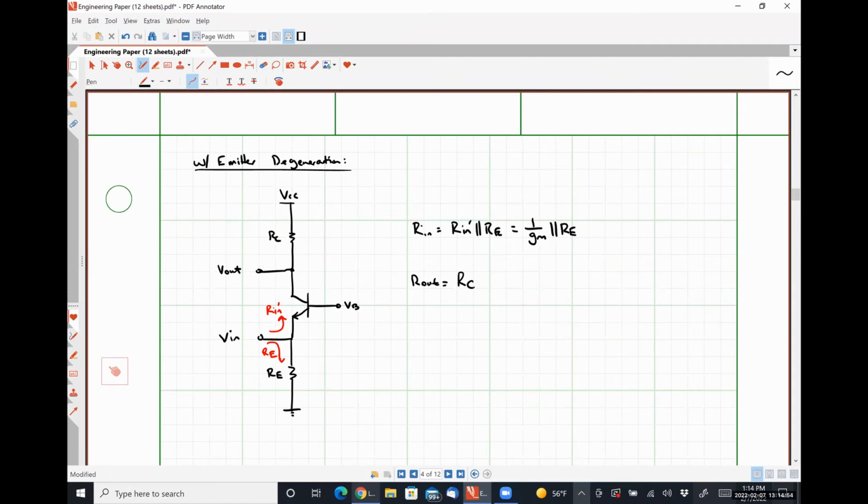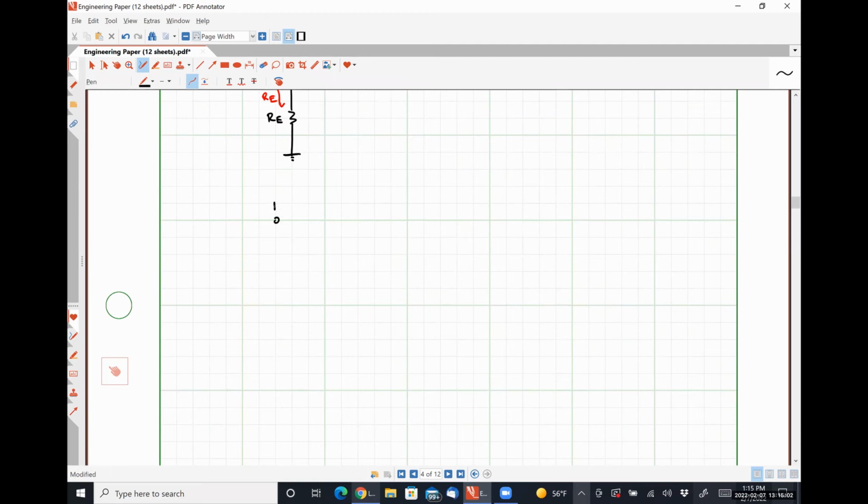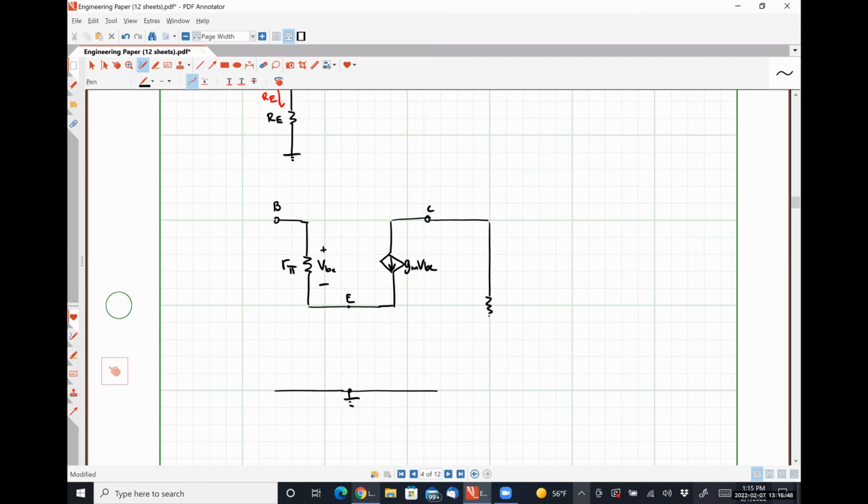This one we're actually going to have to do arguably a little bit of analysis here. So let's draw our small signal model. Here's our base. Here's our resistor R pi, over which a voltage drop VBE occurs. Here's our emitter terminal. GM VBE. Here's our collector. This bottom node down here is effectively our AC ground. So between our collector and AC ground, we know that we have that resistor RC.